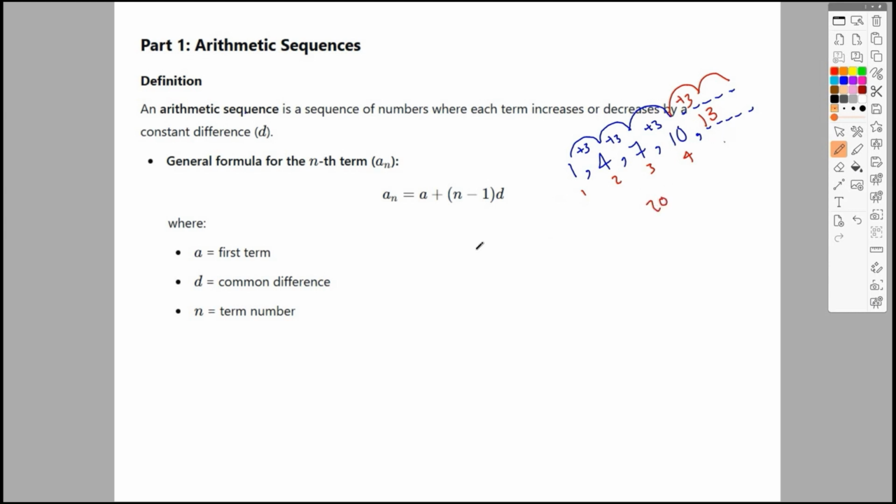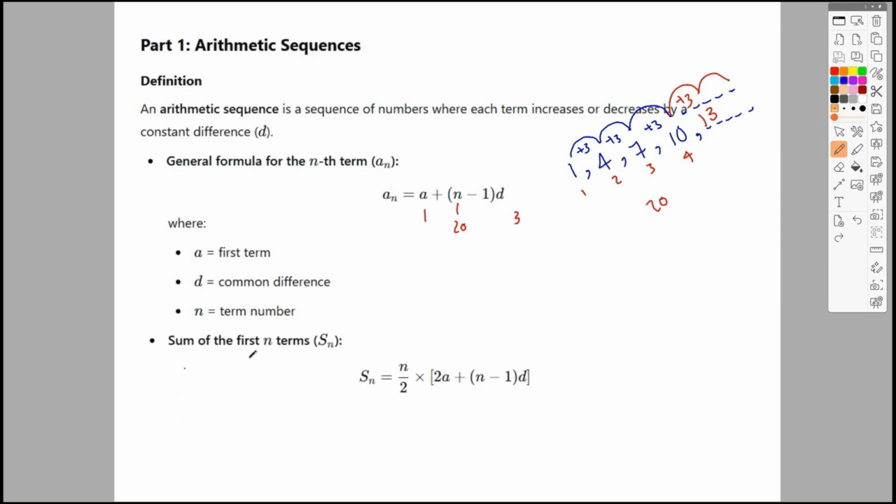So in this case we have to use this formula here. An equals a plus n minus 1 times d, where a is the first term, d the common difference, n is the term number. So in our case here we just substitute n with 20, d is the common difference, which is 3, and a is the first term, 1.